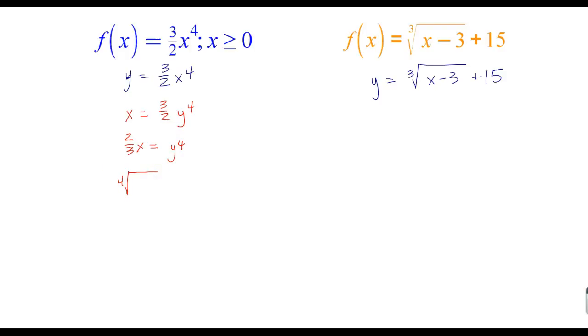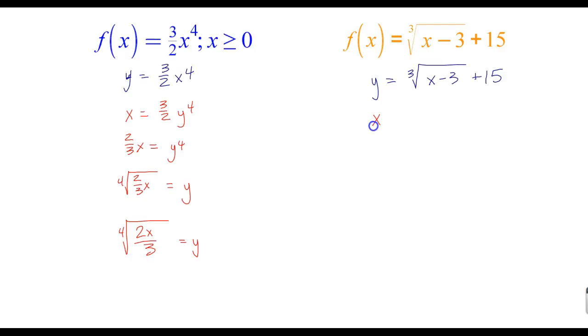So I get the 4th root of 2/3 x is equal to y, right? And you could write it also as the 4th root of 2x over 3 is equal to y. And I'm not going to bother with rationalizing that right now, so we're just going to leave it like that. Okay, so that's the general idea.